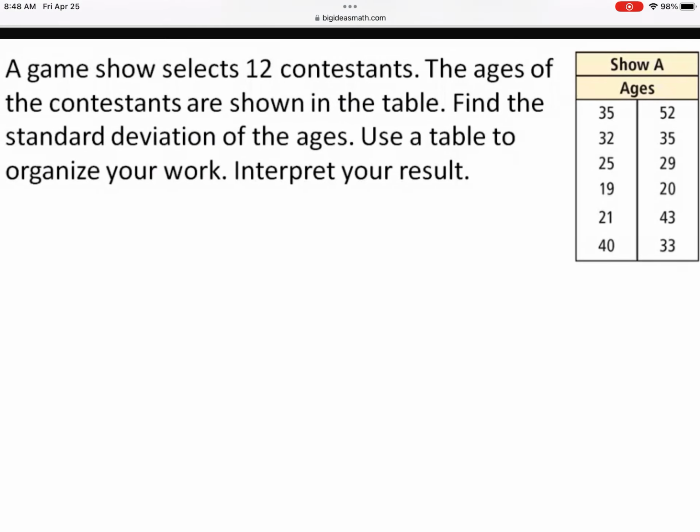Next, use a calculator to take the square root of the variance. Because the variance is 1096 divided by 12, the square root of the variance is the square root of the quantity 1096 divided by 12, or approximately 9.6. So the standard deviation is about 9.6. This means that the typical age of a contestant on show A differs from the mean by about 9.6 years.